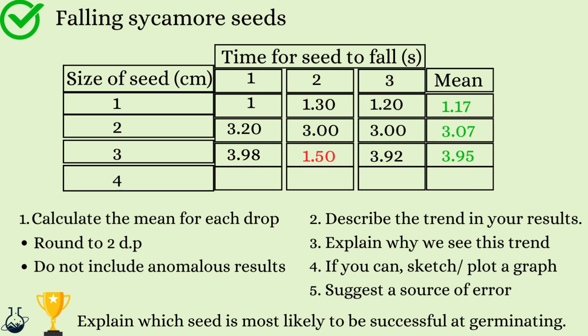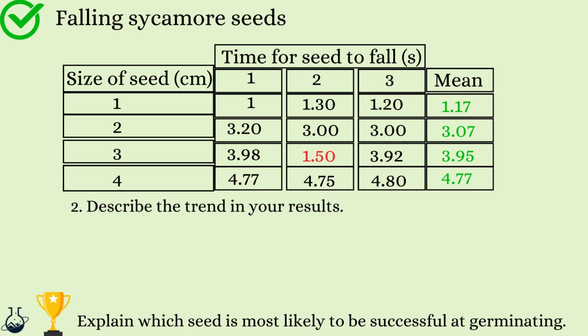But when we get to seed 3, notice how one number is not following the pattern. This could be due to an error in measurements. This is an anomalous result, and the instructions said not to include these. So in this case, I simply do 3.98 plus 3.92 and divide the answer of this by 2, and this gives me 3.95. And I also find the mean for seed 4 to complete our table.